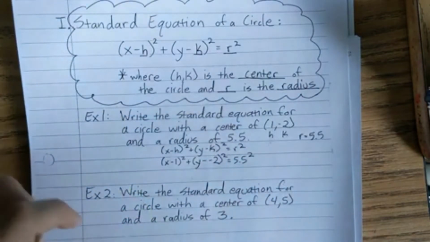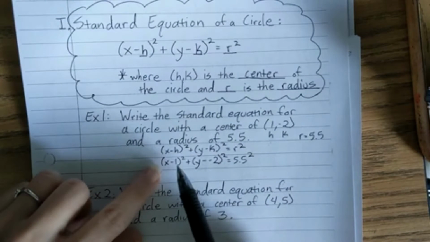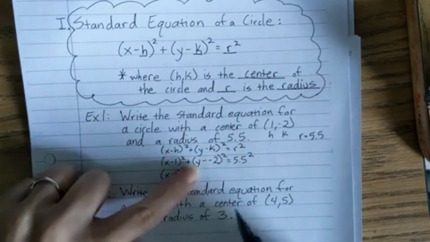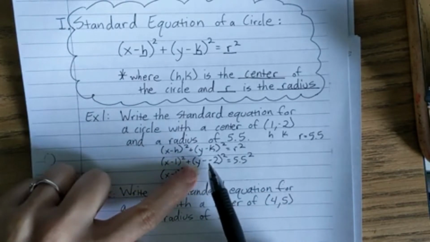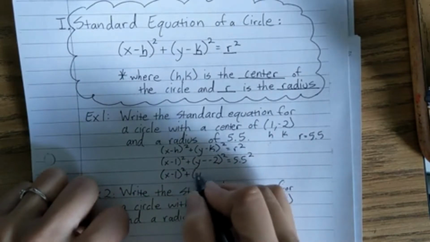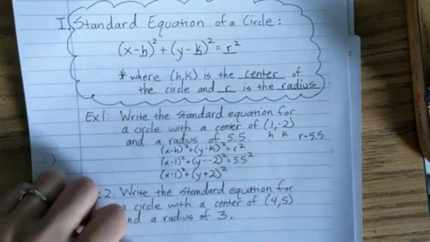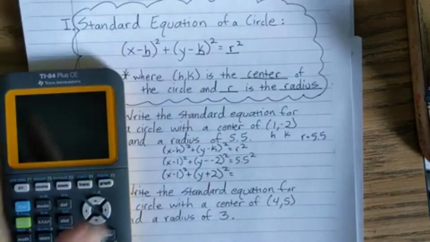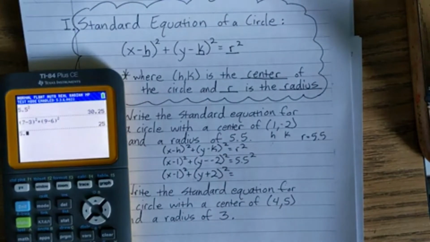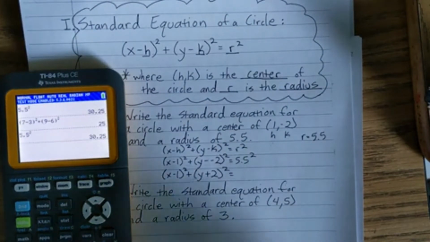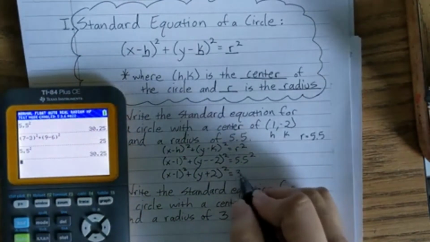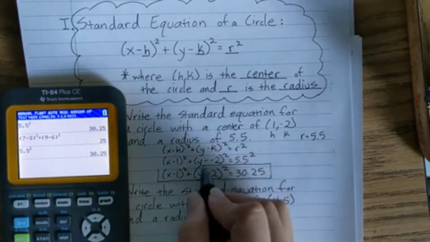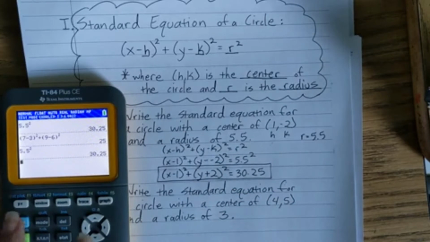Okay, so now let's simplify this down. If we need to adjust anything, we're going to adjust it. So this is just going to stay the same. I don't need to change anything here. If you have a minus negative, we're going to change that to plus. You should have learned that before, that if you have a minus negative, that's really addition. And then the 5.5 squared, we can put that in the calculator and get that as a number. So 5.5 squared is going to be 30.25. So put here 30.25, and that's it right there. That's your standard equation for this circle.